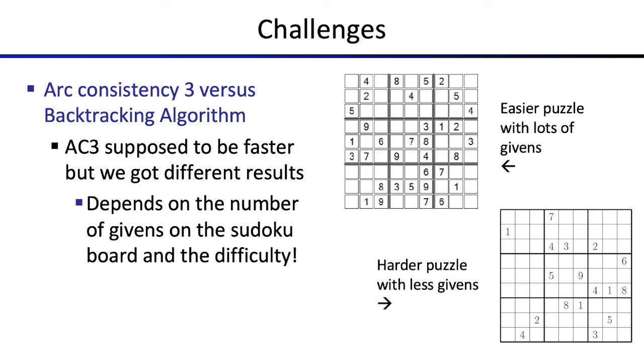During the process of working on this project, we faced many challenges. One of the key challenges we faced was trying to understand why our arc consistency 3 algorithm was running slower than our backtracking algorithm. We realized that this may have been due to the fact that the number of givens on the Sudoku puzzle were higher, and AC3 tends to do better than backtracking in puzzles that are harder and with fewer givens. As we tested puzzles with higher difficulty, AC3 ended up being more efficient.